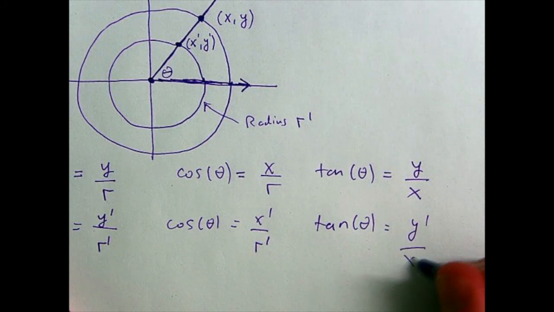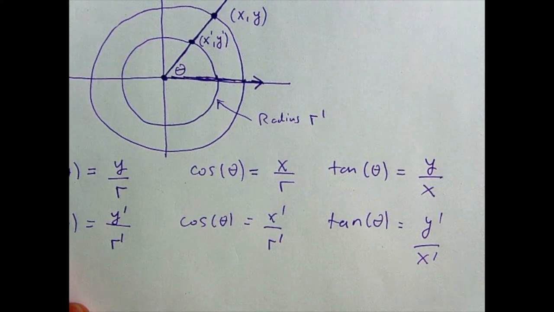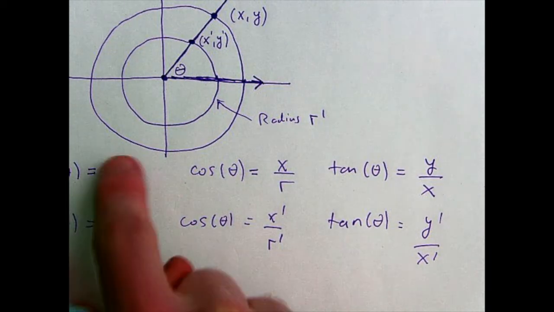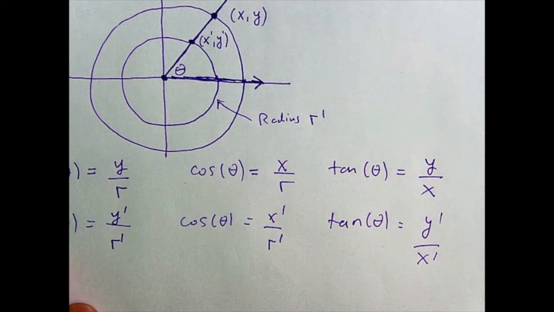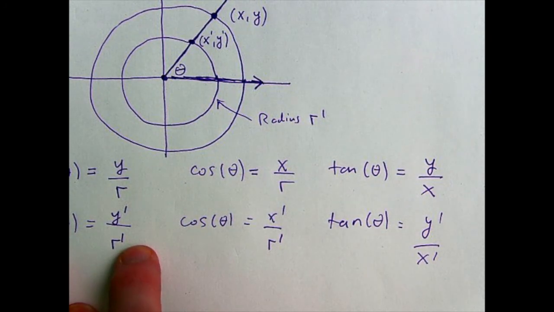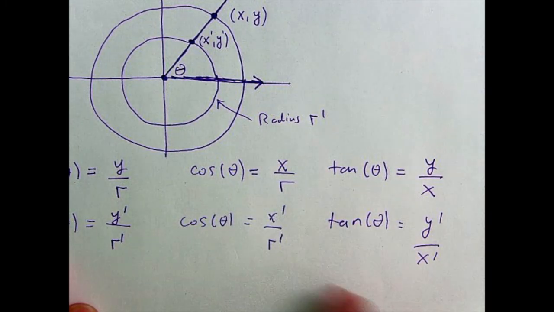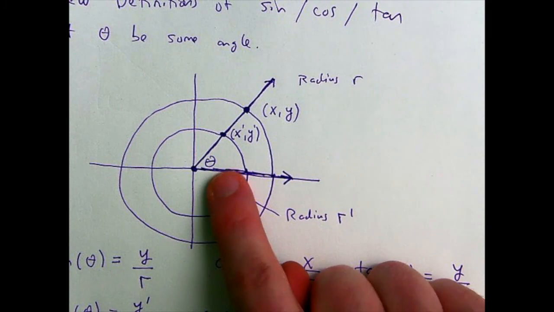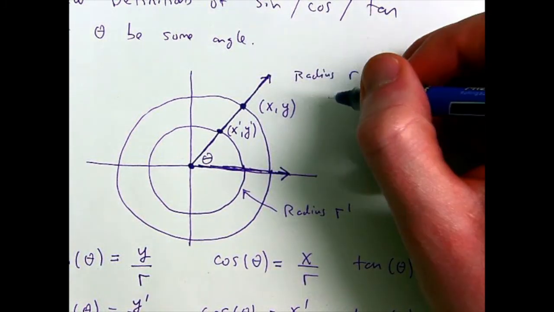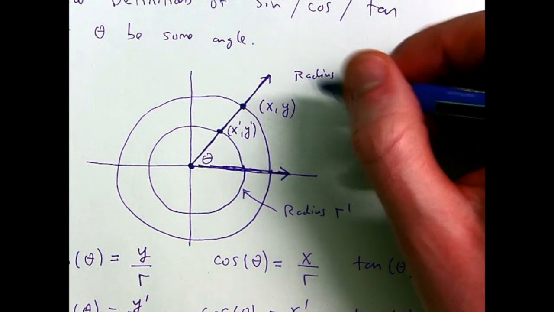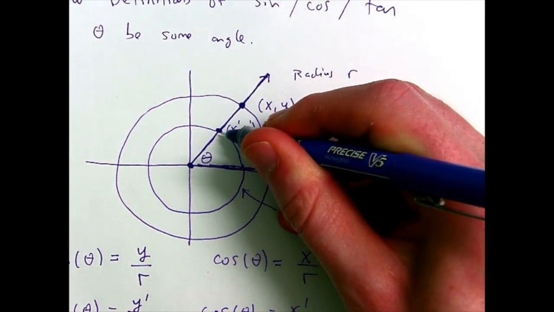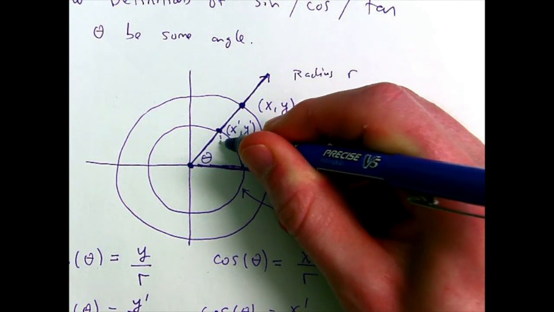Now, if I use this definition for the trig functions, but use the smaller circle, then here's what comes out. I find that sine theta is equal to the y-coordinate of the intersection point, but using the smaller circle. That would be y prime over the radius of the smaller circle, that would be r prime. Cosine theta would be the x-coordinate of the intersection point, again using the smaller circle, that would be x prime, over the radius of the circle I'm using, which is r prime. And then finally, tangent will be y prime over x prime.